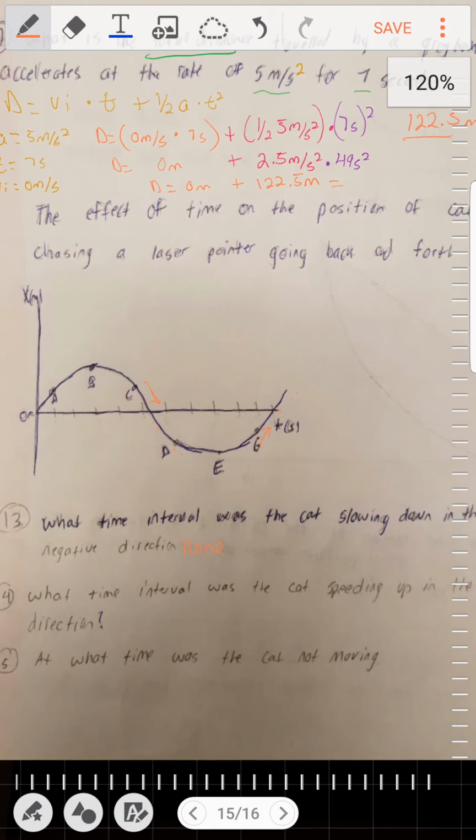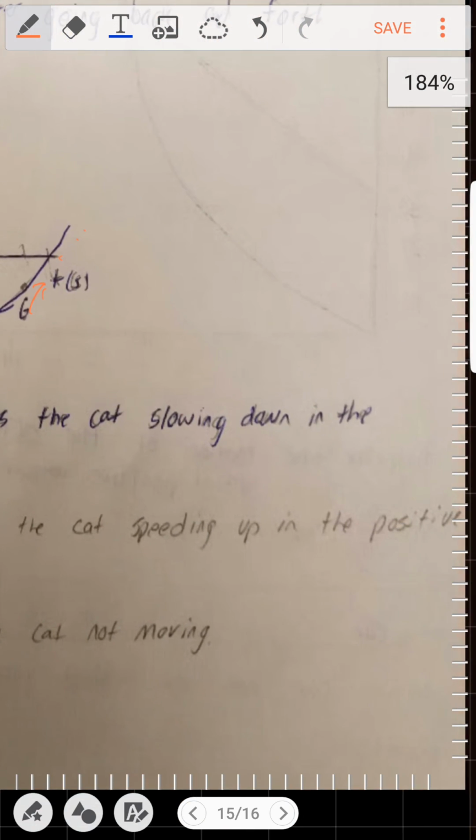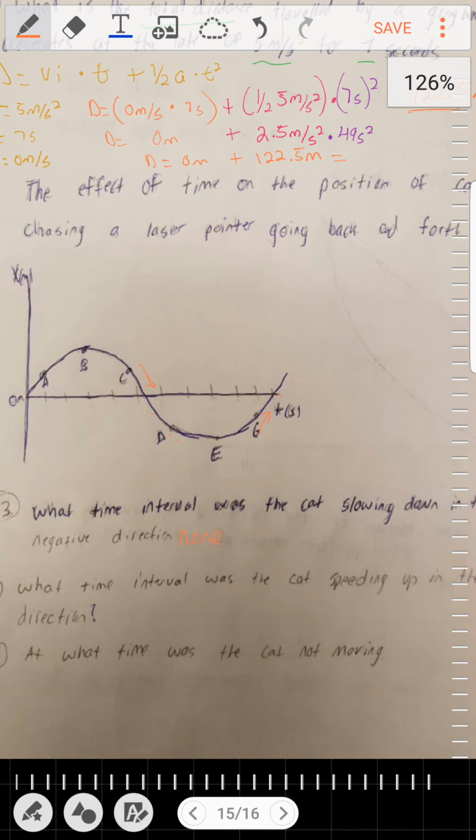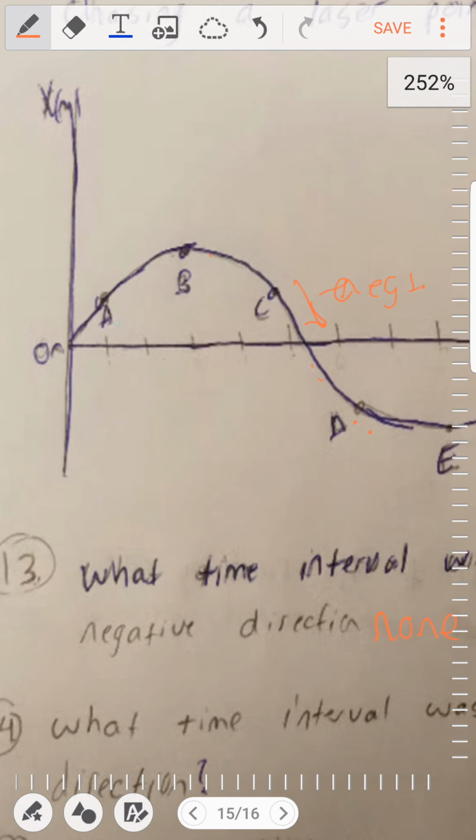The next one: at what time interval was the cat speeding up in a positive direction? Positive means going away from 0. So this is negative, right? Because it's going towards 0. This is negative because it's going towards 0. At what time was it speeding up in a positive direction? Well, this was going away from 0. So let's look at this again. Is this going away from 0? Yes.